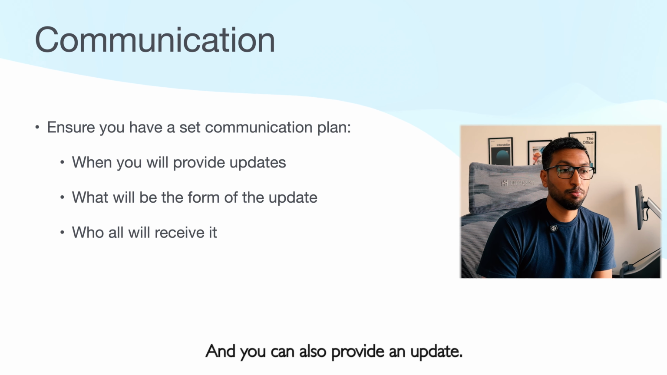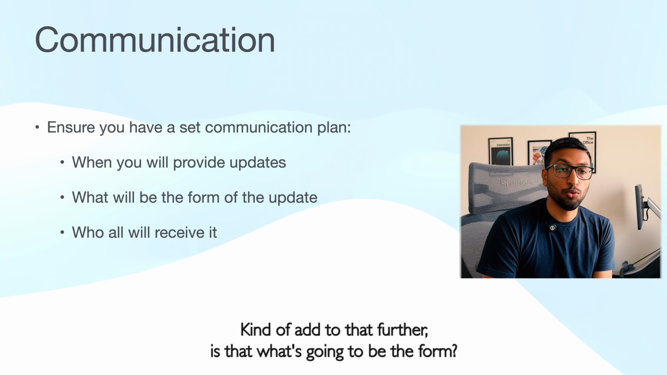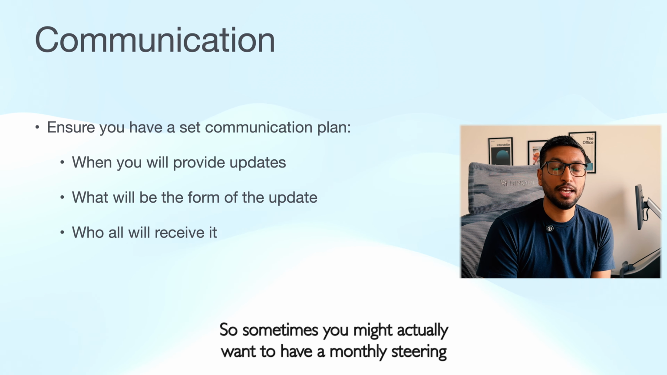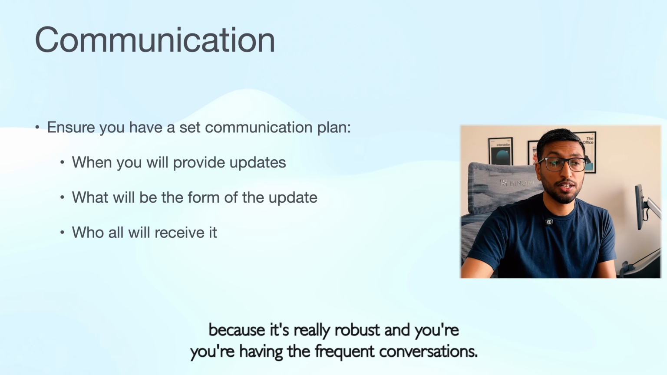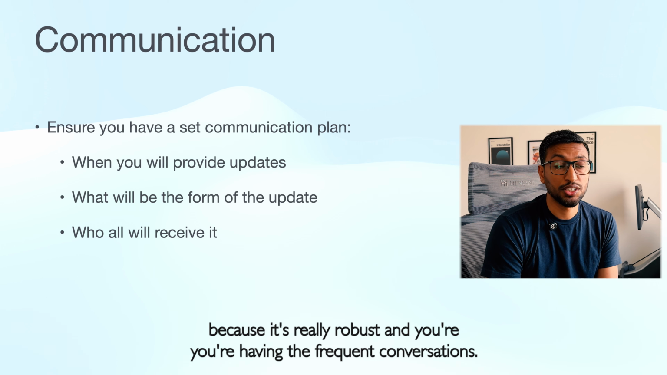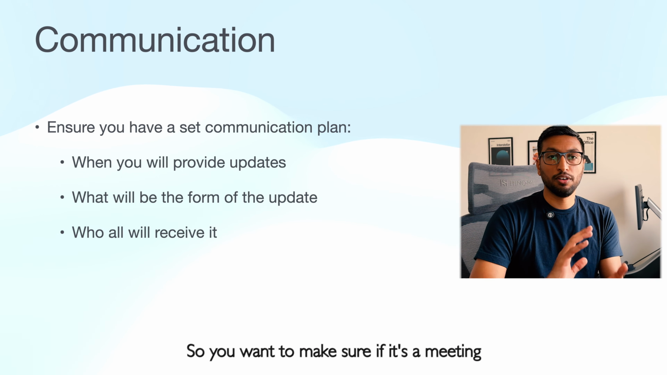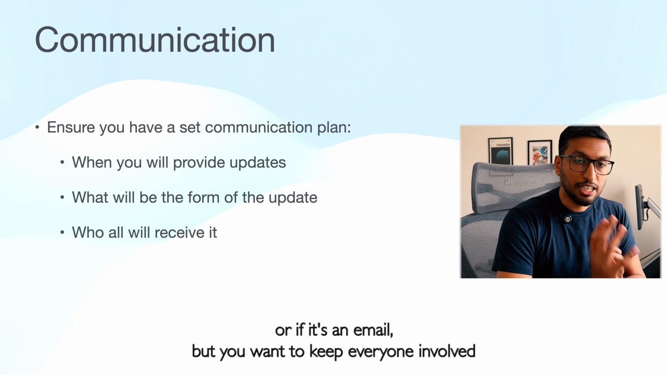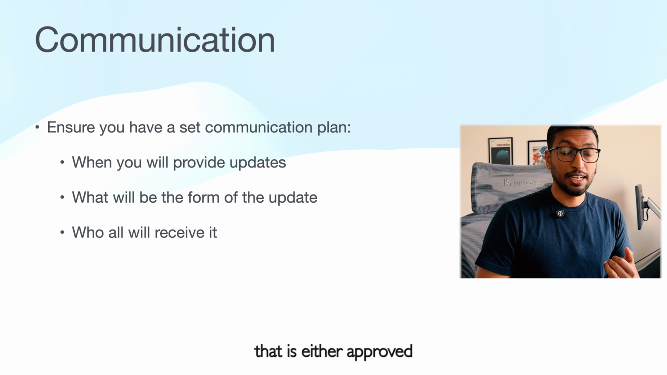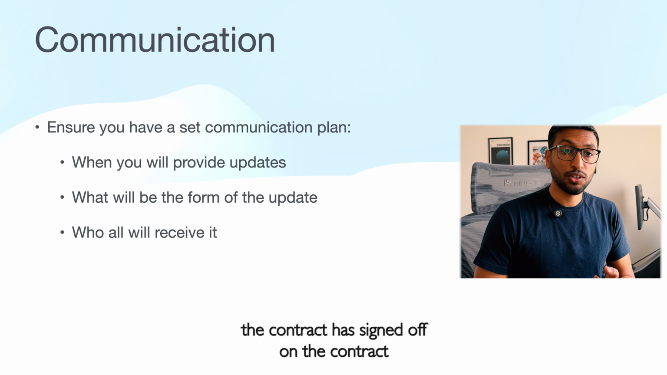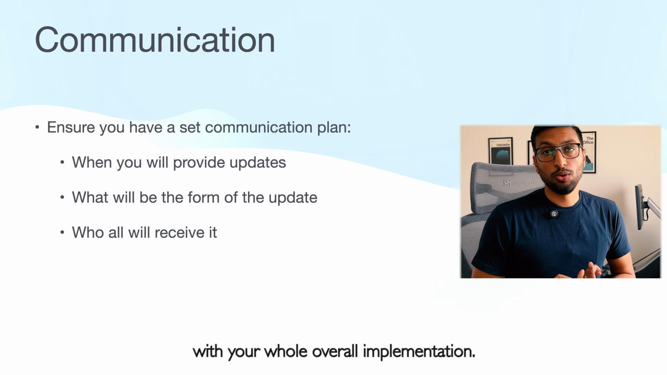You can also add to that what's going to be the forum. Sometimes you might want to have a monthly steering committee meeting where you're talking about the implementation, because it's really robust and you're having frequent conversations. In some cases, it might make sense to have a bi-weekly meeting. So you want to decide if it's a meeting or an email, but you want to keep everyone involved who has either approved the contract, signed off on the contract, or is actually going to be impacted by the contract in the loop with your whole overall implementation.